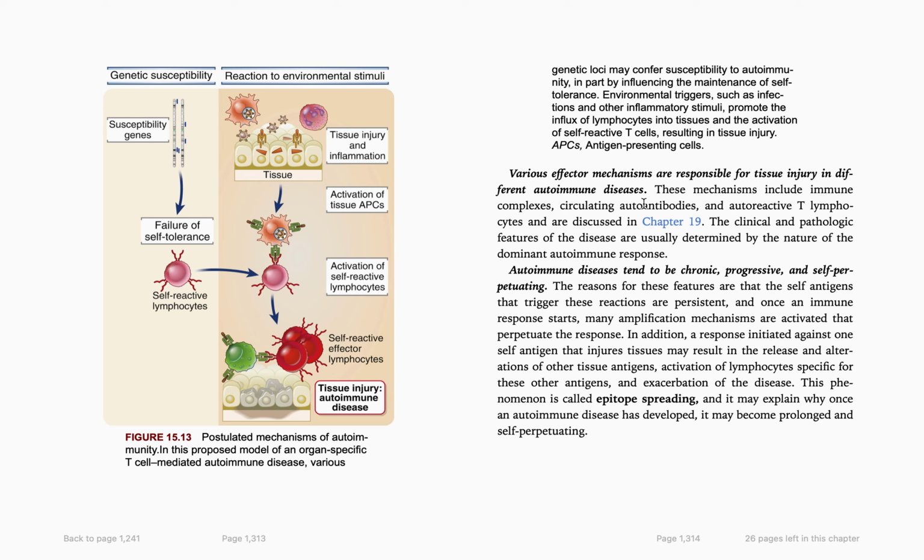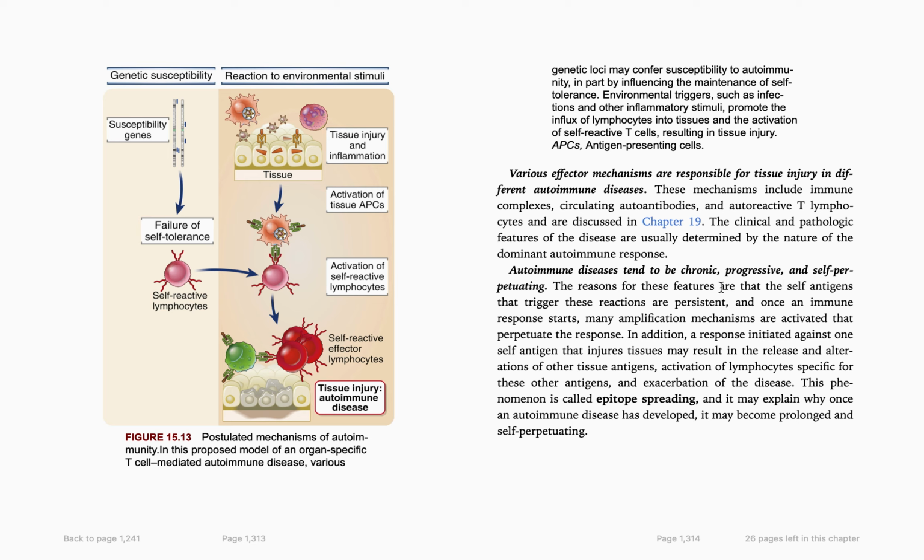Various effector mechanisms are responsible for tissue injury in different autoimmune diseases. These mechanisms include immune complexes, circulating autoantibodies, and autoreactive T lymphocytes, and are discussed in chapter 19. The clinical and pathological features of disease are usually determined by the nature of the dominant autoimmune response.